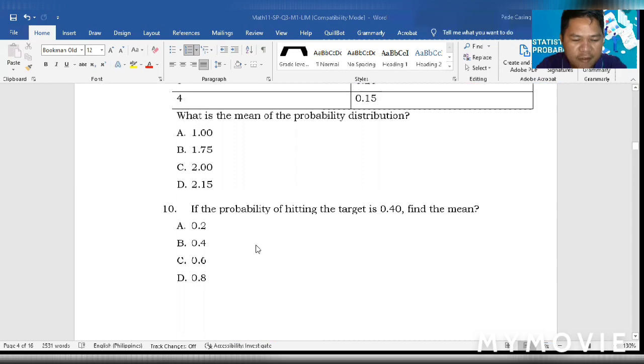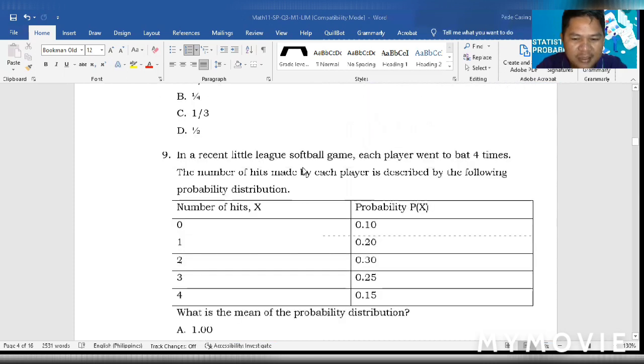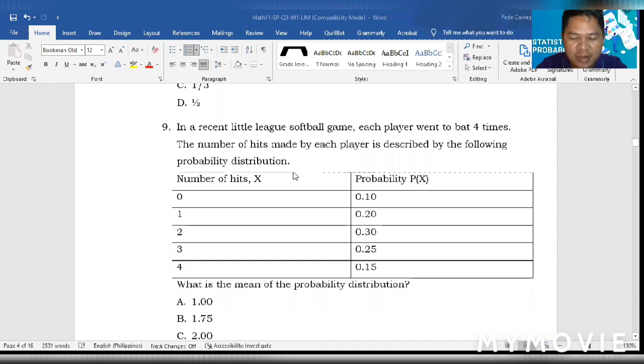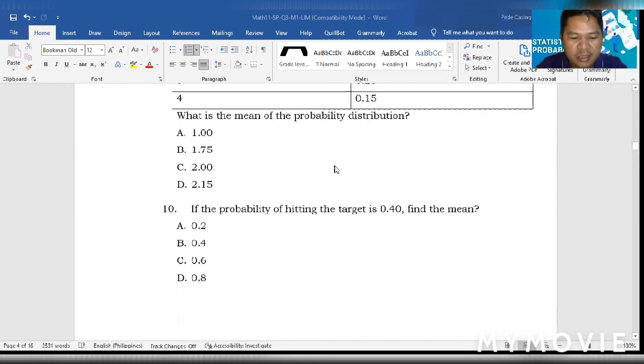Number 10. If the probability of hitting the target is 0.40, find the mean. A, 0.2. B, 0.4. C, 0.6. D, 0.8. Okay, are you done answering? Please reserve your answers because later on, we will discuss this lesson, exploring random variables.